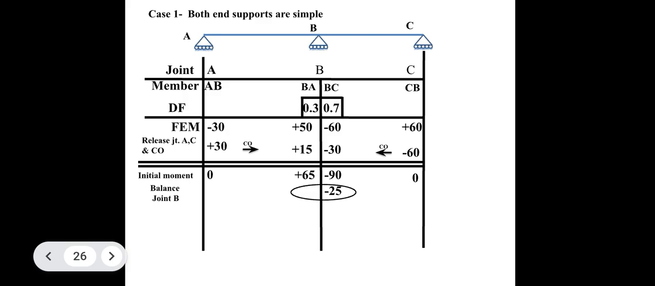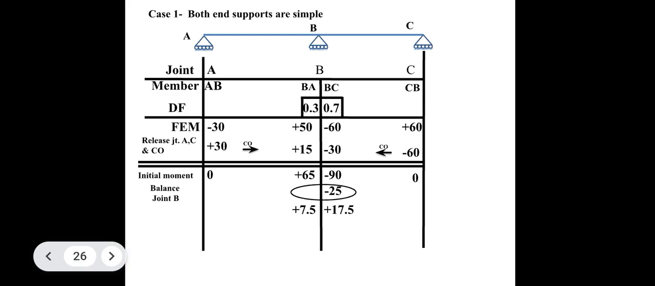But we need to remember that if unbalanced moment is minus, it should be distributed with the opposite sign. So whatever the unbalanced moment, it needs to be multiplied with the distribution factor, and it should be distributed with the opposite sign. So minus 25 into 0.3, that is plus 7.5, and minus 25 into 0.7, that is plus 17.5.